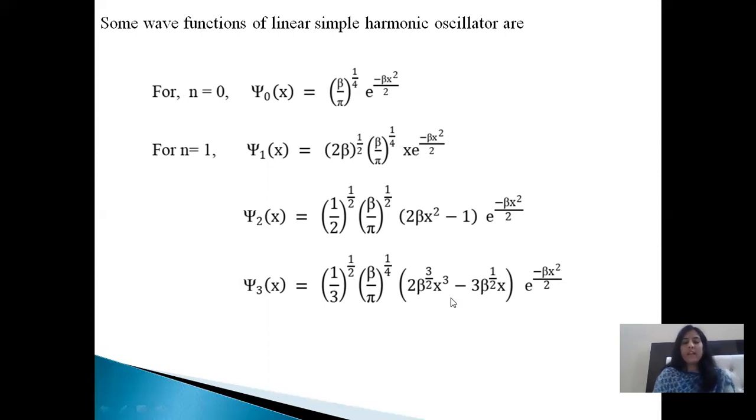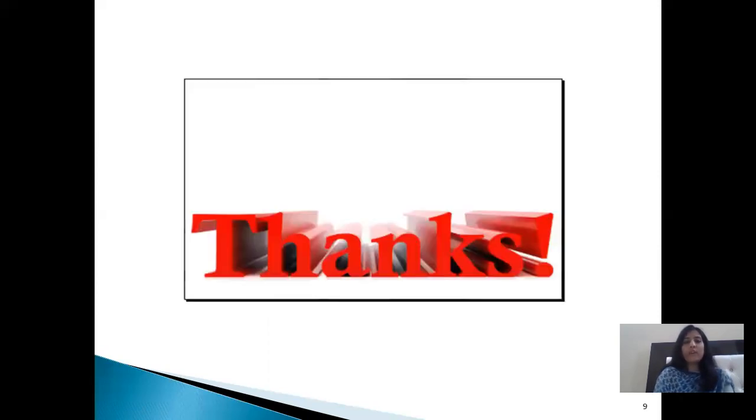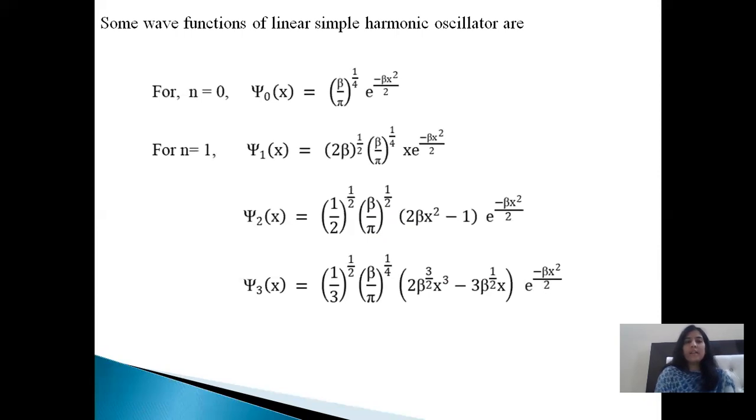So this is all about the simple harmonic oscillator. We apply the Schrodinger wave equation to this harmonic oscillator, and this is the wave function. We find the solution in terms of the wave function.